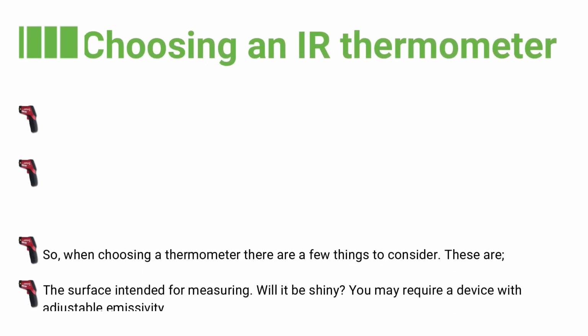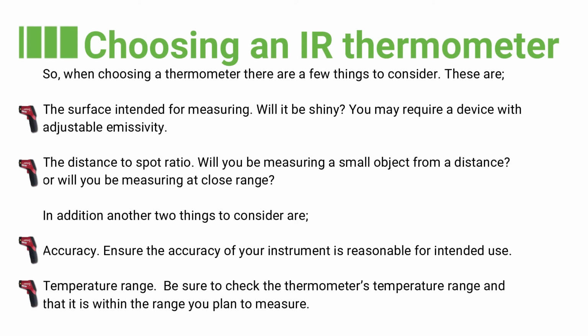So, when choosing an IR thermometer, there are a few things to consider. These are the surface intended for measuring. Will it be shiny? You may require a device with adjustable emissivity. The distance to spot ratio. Will you be measuring a small object from a distance, or will you be measuring at close range? In addition, another two things to consider are accuracy. Ensure the accuracy of your instrument is reasonable for intended use, and temperature range. Be sure to check the thermometer's temperature range and that it is within the range you plan to measure.